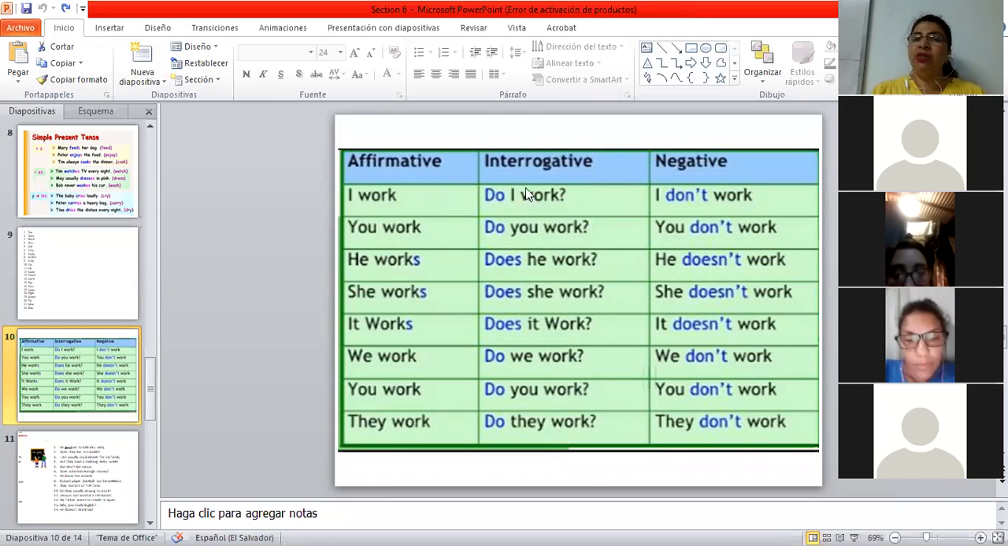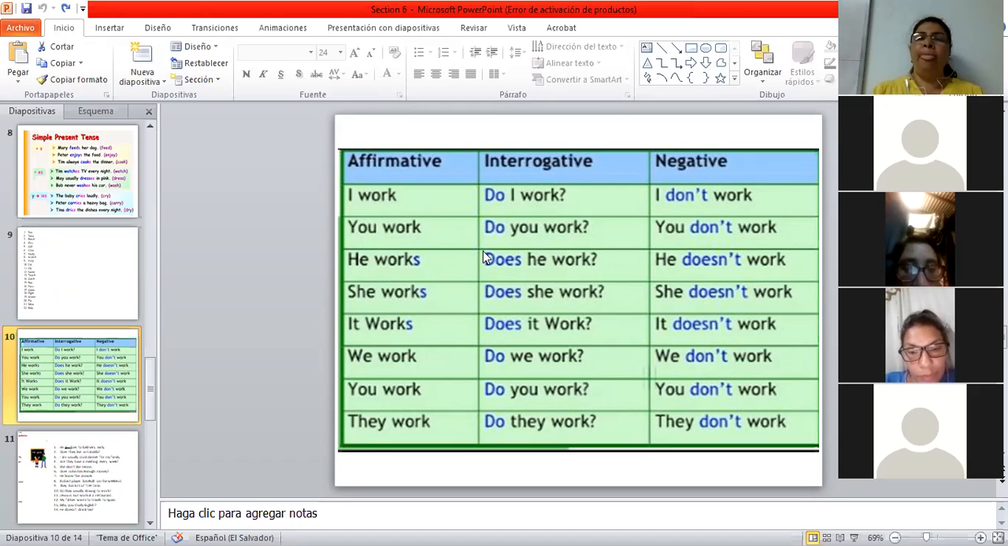What we do is we place the auxiliary at the beginning of the question. Then we go with, do I work? Question mark. If we are using she, then we say, does she work? Question mark. Then, do you work? Question mark. All right? Okay.